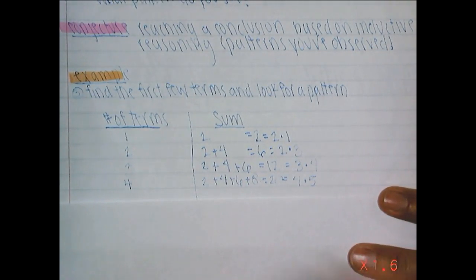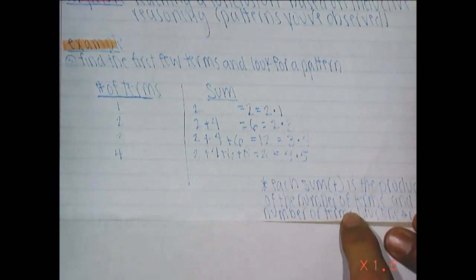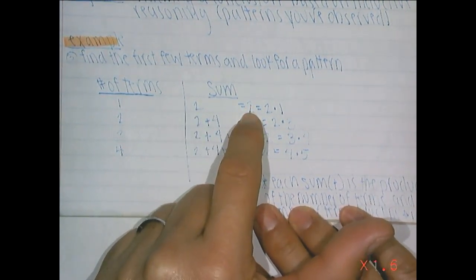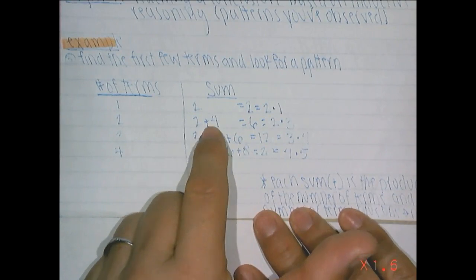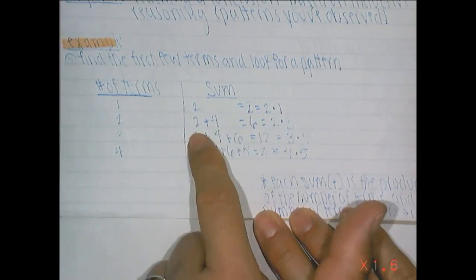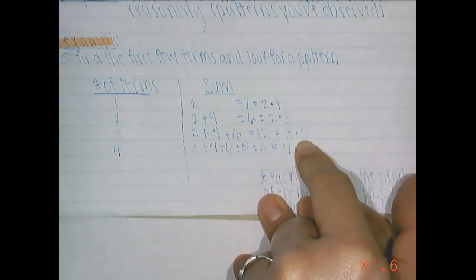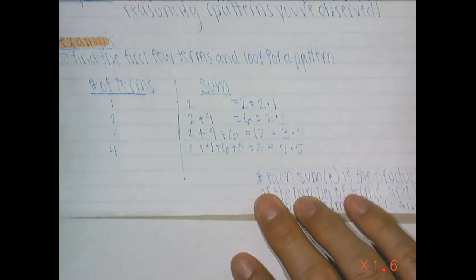But what if I want to ask you for the 56th or 57th term? What you do is you'd say each sum is the product of the number of terms and the number of terms plus 1. So if you've noticed, with 2 being the sum, we have our number of terms, it's 2. We would add 1 to it and have 3 and multiply those together. This is a little tricky. Here we would have 3 terms. We would add 1 to it and then multiply it by 4. So if we had 56 terms, we would take 56 and multiply it by 57 to get that term number. Okay, so that's another pattern to observe.